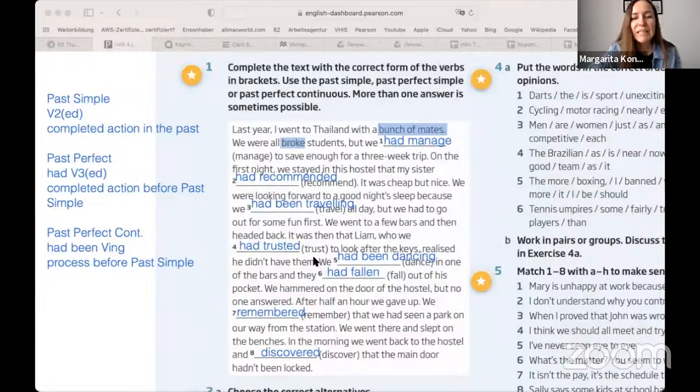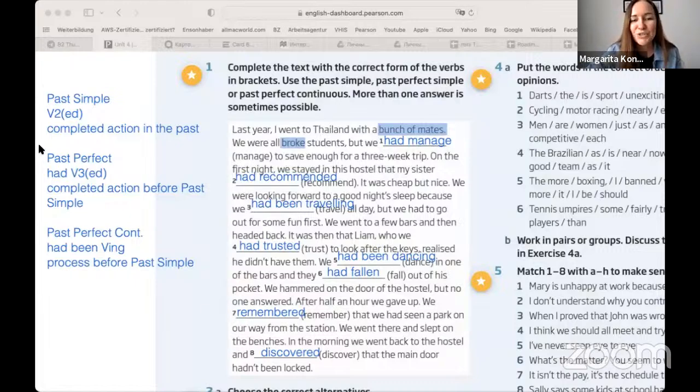Yes. Such an unlucky case. Yekaterina, as for we had been dancing, I would personally say we had danced, because we are not interested in the process, but in the fact we had been dancing. Yeah, it's actually right. So I think both options are possible. Have a look. More than one option is sometimes possible. So I'd say had danced, had been dancing is also good.